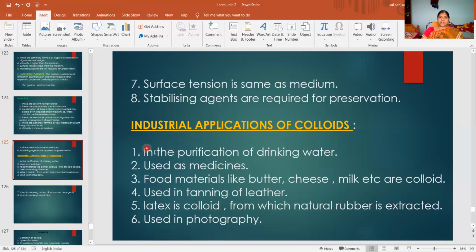In the purification of drinking water, we use colloids. Then most of the medicines are colloids. Food materials like butter, cheese, milk, etc. are colloids. Then colloids are used in tanning of leather. Then latex is a colloid from which natural rubber is extracted.